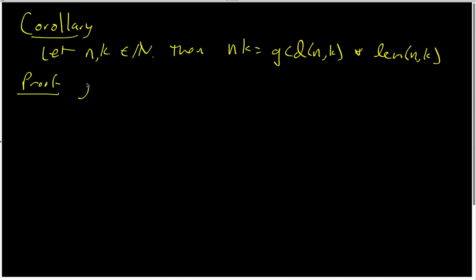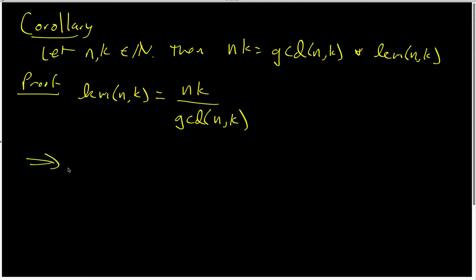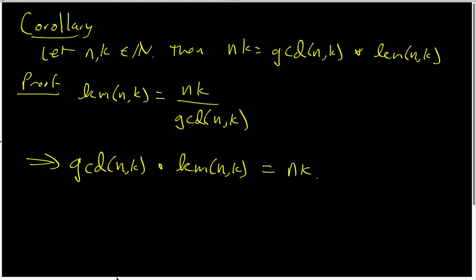We've already seen that the LCM of the two numbers is the product of the two numbers divided by the GCD. So you multiply both sides of the equation by the GCD to get GCD times LCM is indeed the product of the two numbers. And that ends this video.